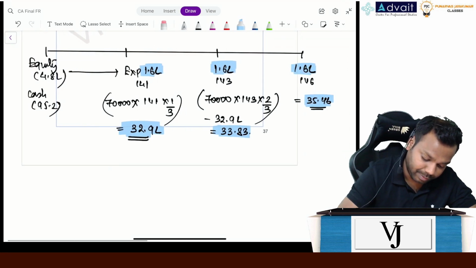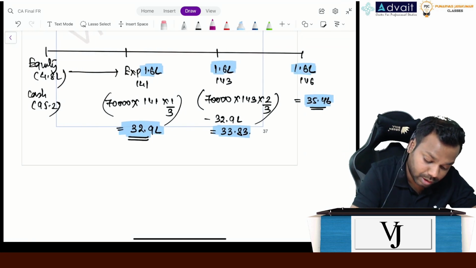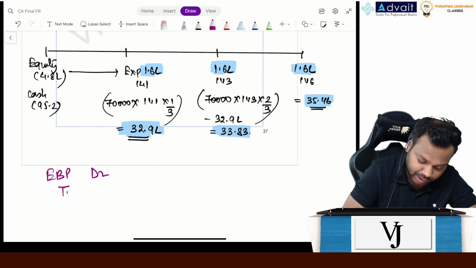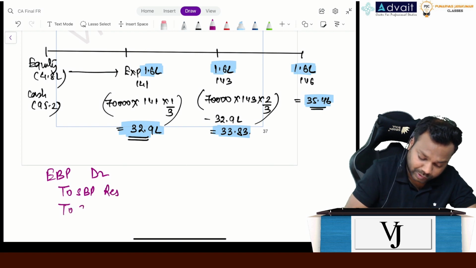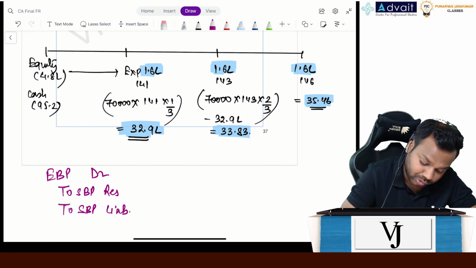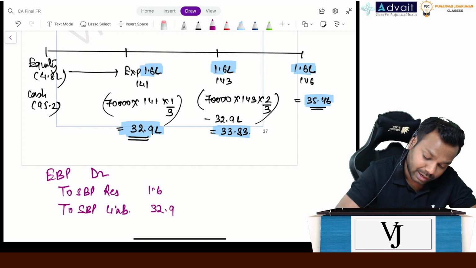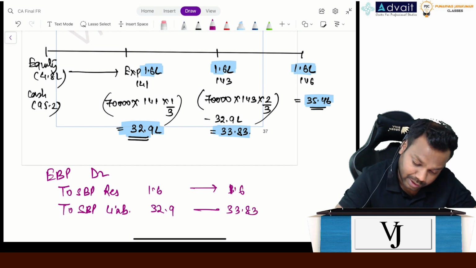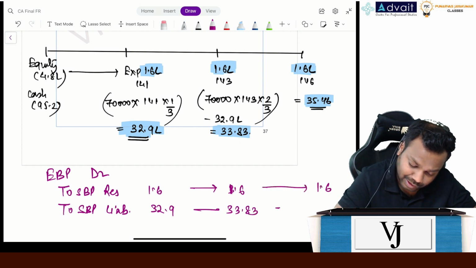The journal entry will be again: employee benefit expense account debit, to share based payment reserve, to share based payment liability. The reserve will be 1.6, the liability will be 32.9, then 1.6 and 33.83, then again 1.6 and 35.46.